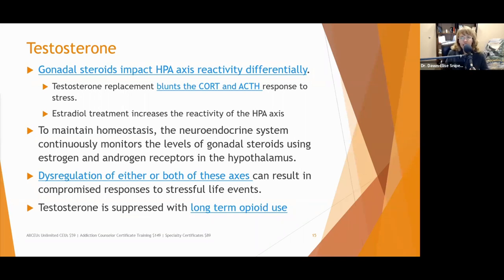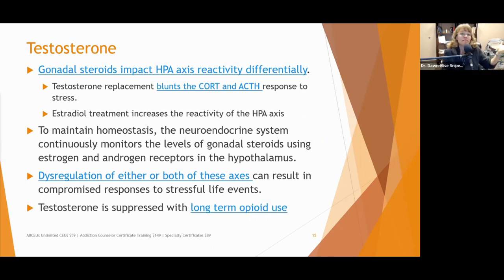To maintain homeostasis, the neuroendocrine system continuously monitors the level of gonadal steroids, and gonadal steroids include all of your sex hormones, using estrogen and androgen receptors in the hypothalamus. Dysregulation of either or both of these axes, the HPA axis, your stress response system, or the HPG axis, the hypothalamic pituitary gonadal axis, can result in compromised responses to stressful life events.